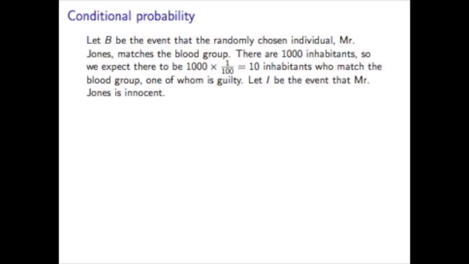The argument being made by the police actually gets made quite frequently, and it sounds convincing, but there are some serious problems with it. Let's see if we can understand why using the tools of conditional probability. Let's let B stand for the event that Mr. Jones, the randomly chosen individual, matches the blood found at the crime scene. There are 1,000 inhabitants on the island, and 1% of them will belong to that same blood group, so we expect there to be 10 inhabitants who match the blood group, 9 of whom are innocent, and 1 of whom is guilty.